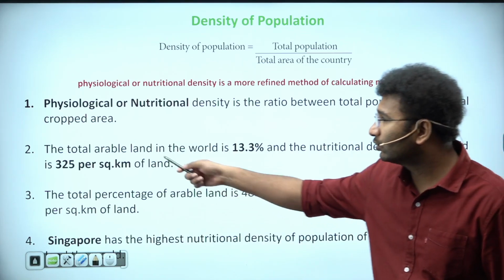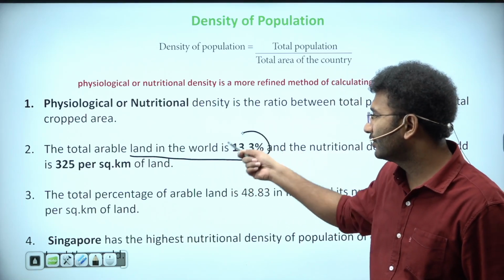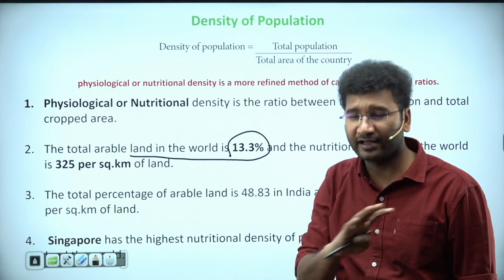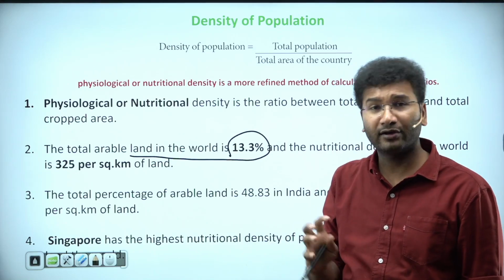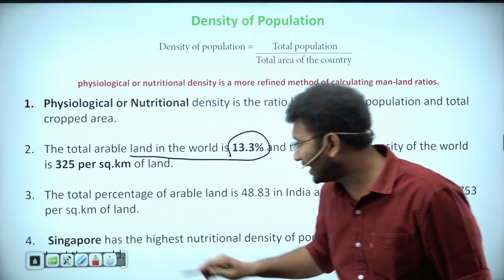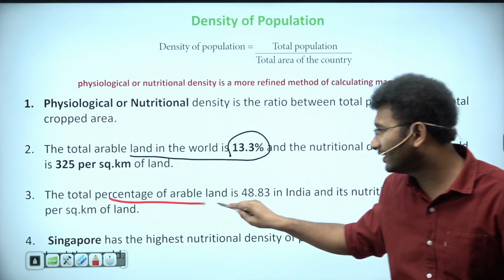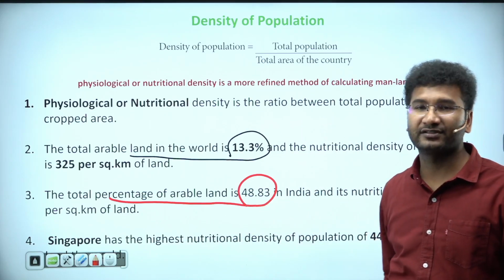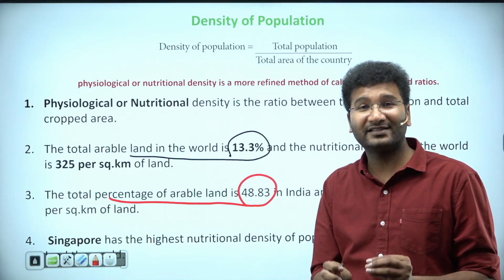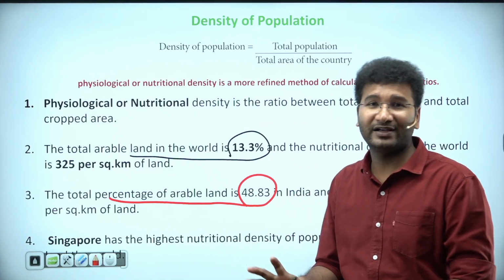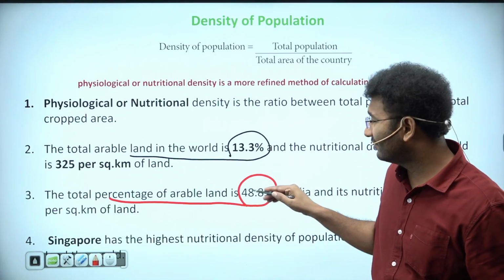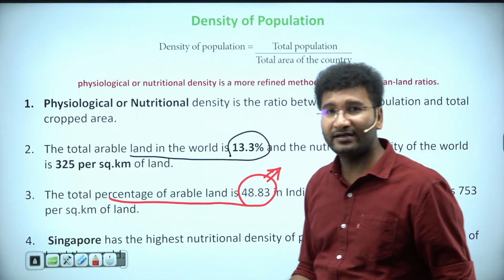See, the total arable land in the world is 13.3%. You take the entire world, only 13.3% of the total area can be cultivated or cropped. But when you come to India, India is entirely different. The total percentage of arable land in India is 48%. That means almost 50% of the total area can be cultivated or arable. So this is the gift that India has, right?